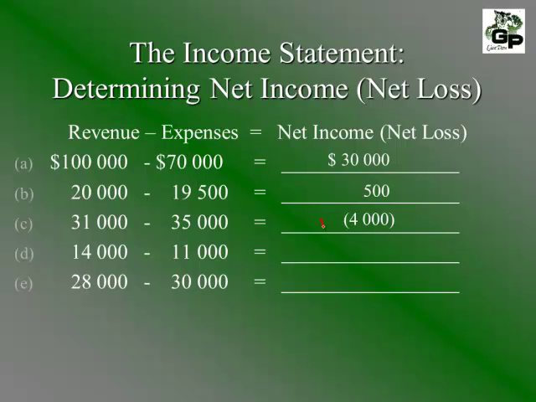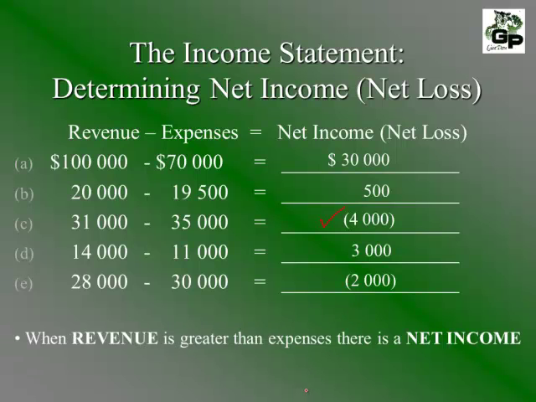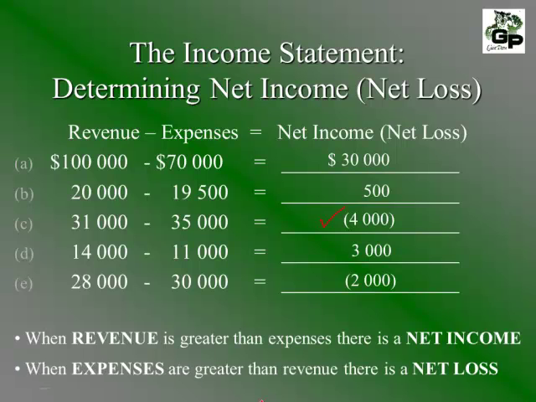Please notice, when we have a net loss, we surround the number with parentheses. Part D, 14,000 revenue, 11,000 expenses. That's a $3,000 net income. Last one, 28,000 revenue, 30,000 expenses. That results in a $2,000 net loss. Once again, notice the parentheses. When revenue is greater than expenses, there is net income. When expenses are greater than revenue, there is net loss.